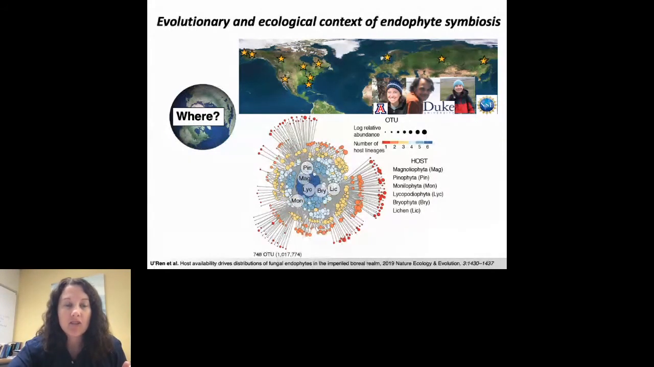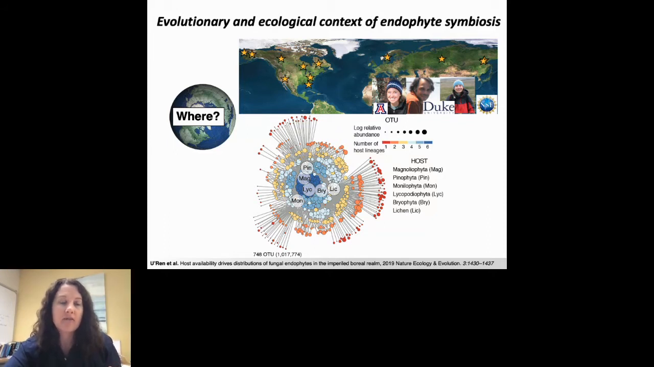Each of these large circles with the abbreviation is a host. So we have Magnoliophyta, Pinophyta, ferns, lycophytes, bryophytes, and lichens. Each one of the fungal OTUs, or species, is shown with a smaller circle, and lines connect them to their hosts. Here I've colored the different OTUs by the number of host lineages that they associate with. Red OTUs associate with only a single lineage, whereas OTUs that associate with more lineages have different colors.